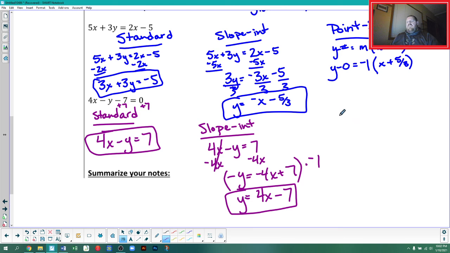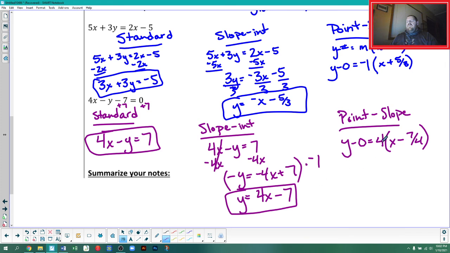So I guess kind of lying on the point slope idea, again, using the one that I already have, because there may come a time that you have to do this. We're looking at y minus 0 equals 4, my slope, and I have to divide that from both the 4x and the 7. So it's going to be 4 times x minus 7 over 4. So that's how that looks. Okay, because think, if you multiply this through, you end up with your 4x minus 7. Okay?